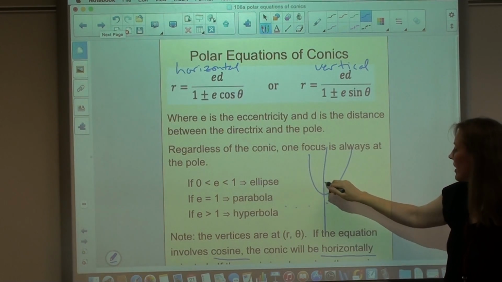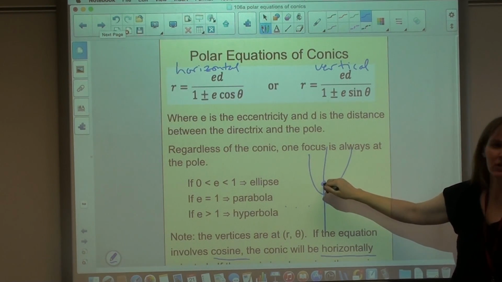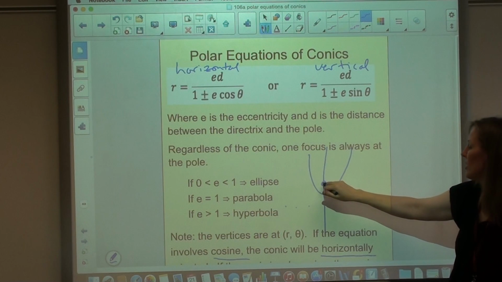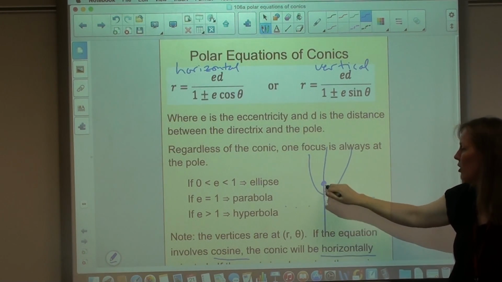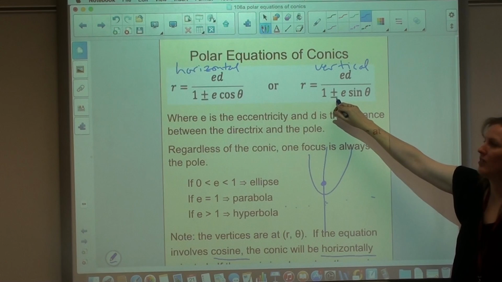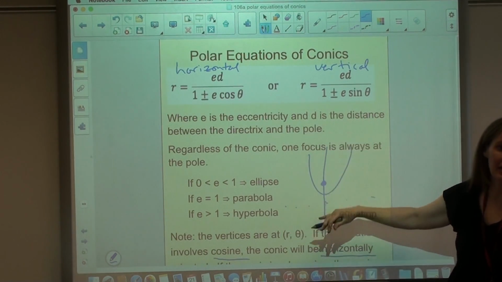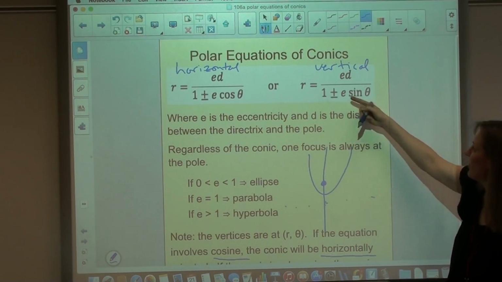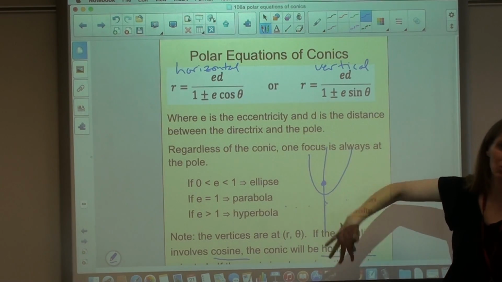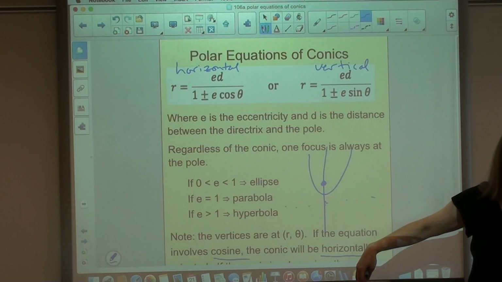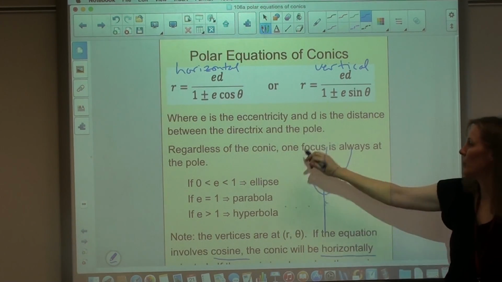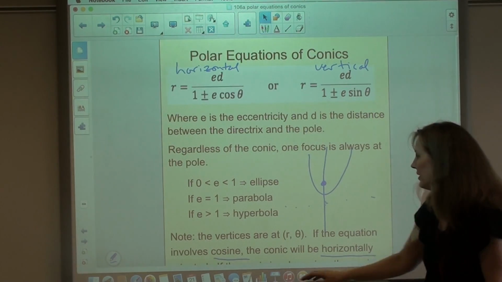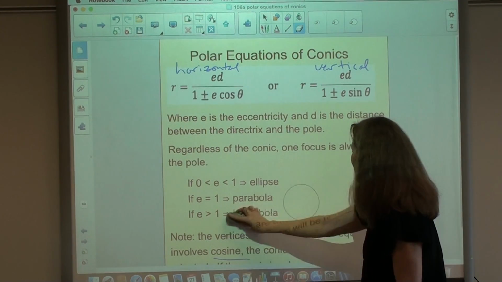Remember, the focus is always at the pole. So if the directrix is below the pole, you would have a negative here, and that tells you which way it's all going. If the directrix is above the pole, you'd have a positive there, and it would actually make the parabola point down. So that plus or minus tells you which side of the pole the directrix is on. We'll get into it though. It'll make sense when we do the problems.